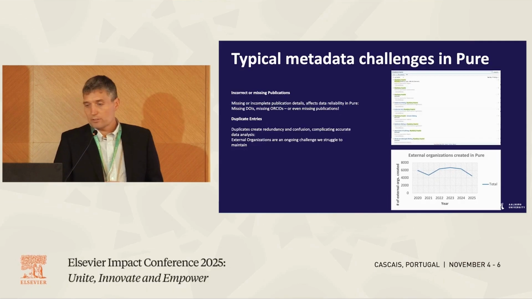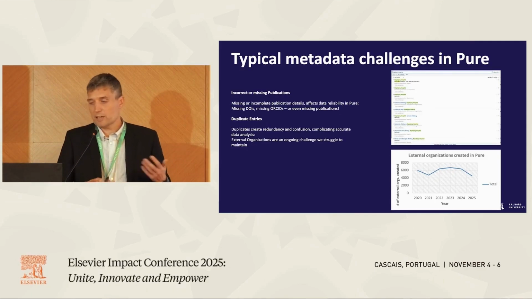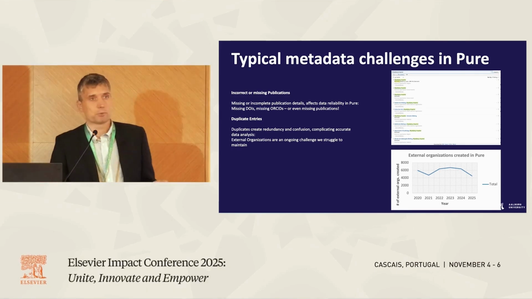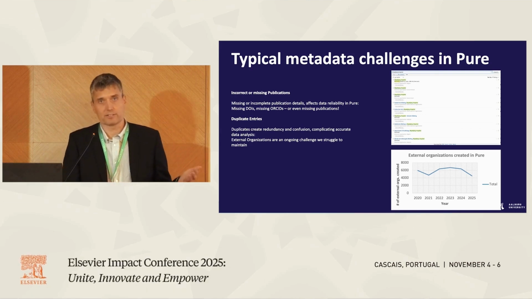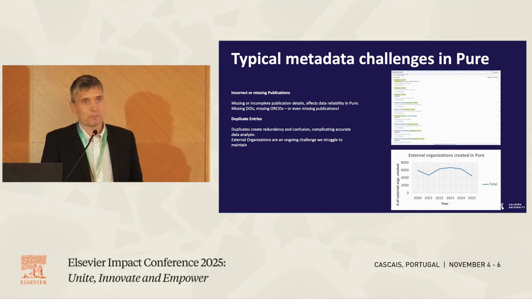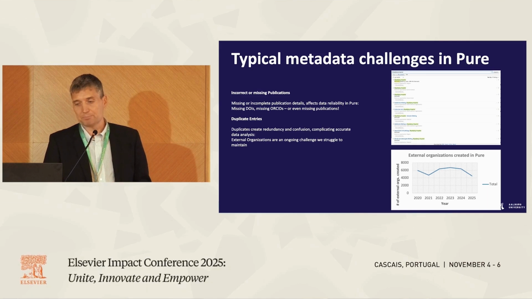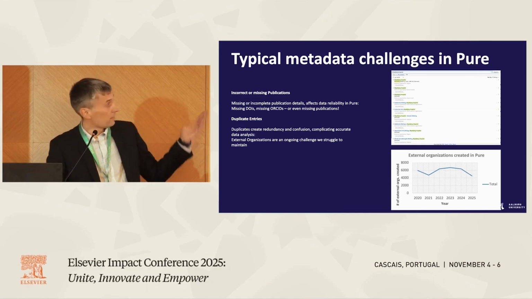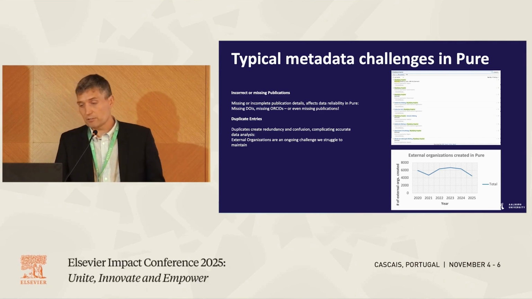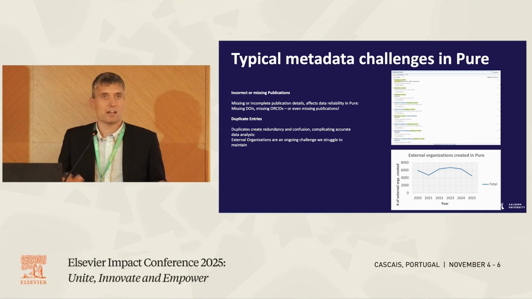So, the typical metadata challenges in Pure. We like to say that we have great data in Pure, and I believe we do, but let's be honest, we know we also have some places where it's not 100% correct, or we have some records that are missing. This affects the reliability of the data, things like missing DOIs, missing ORCIDs, or even missing publications, and that's not nice. We want to have everything in Pure, right?